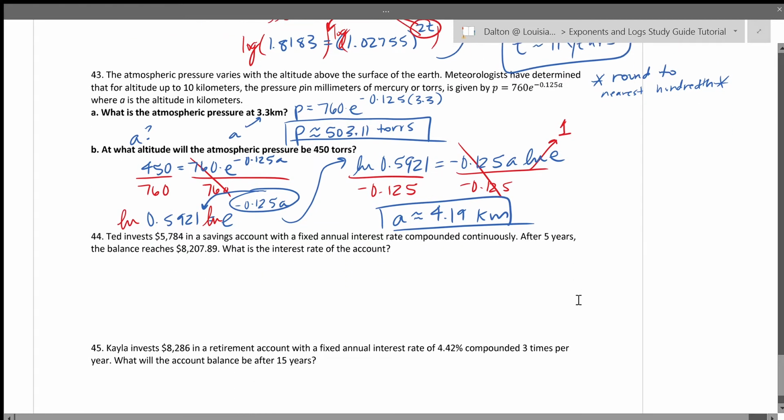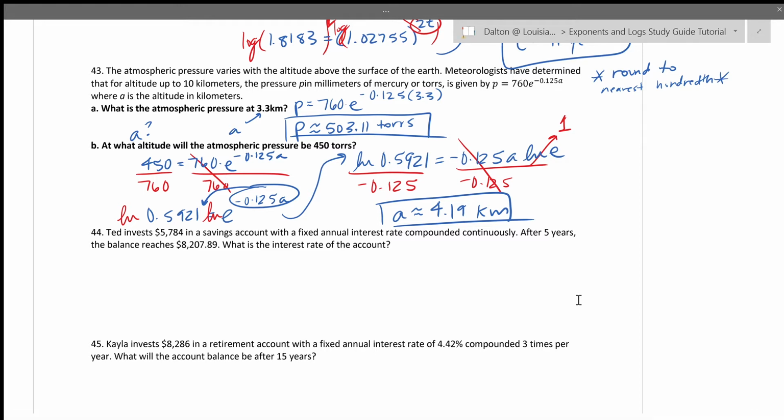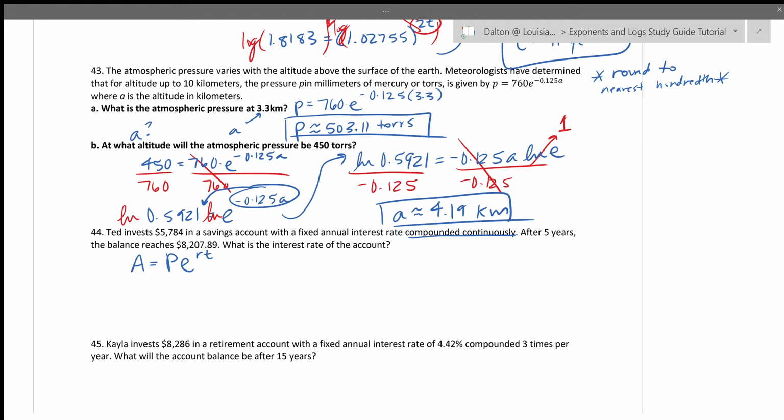Number 44, Ted invests this certain amount in a savings account. It's got a fixed annual interest rate, compounded continuously. That phrase lets us know that we're going to be using the equation A equals Pe to the rt power. After 5 years, the balance reaches $8,207.89. What is the interest rate of that account?